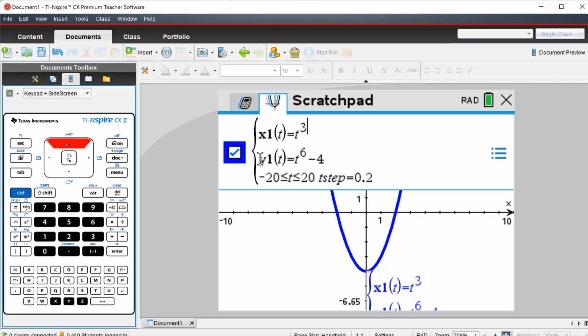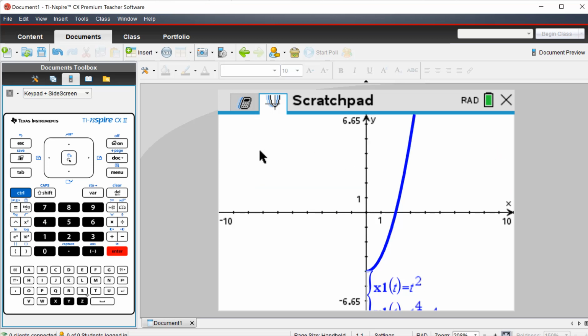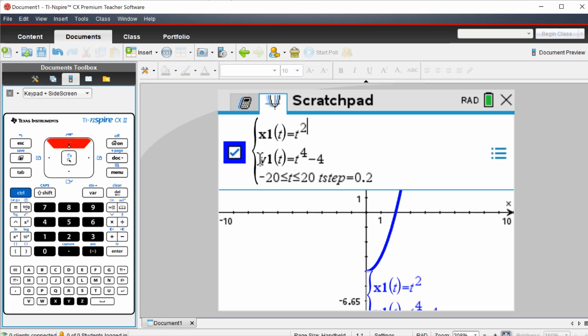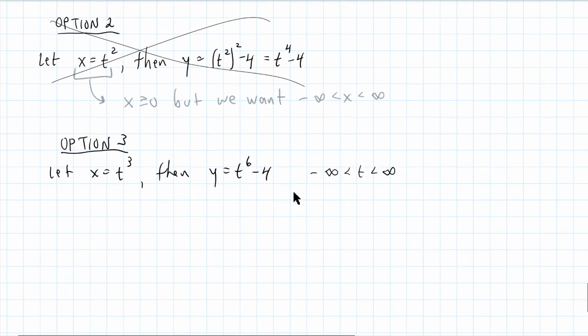So remember, if we choose t squared, that doesn't work. You just get half the parabola. Even though t goes from negative 20 to 20, a big, nice, wide interval to graph so I can see most of the graph, it still doesn't work because x is never going to come out to be a negative number. So that's a no-go. So we found there's 2 ways to do it. Is there any more? Well, there's actually a lot more, and we can't go through all of them.